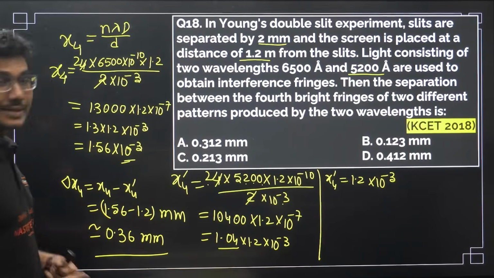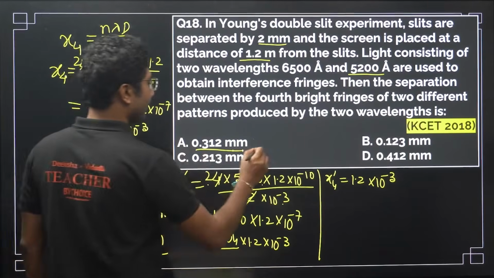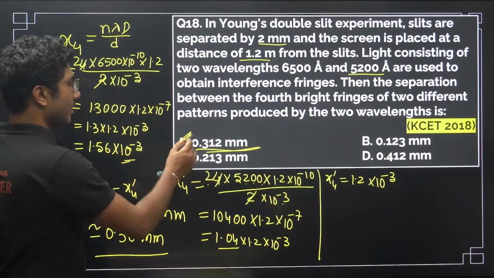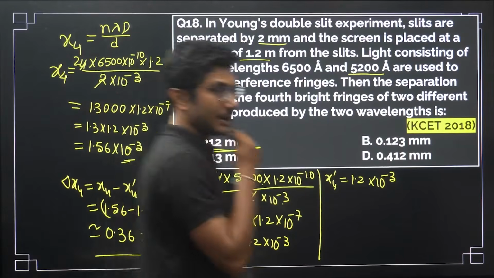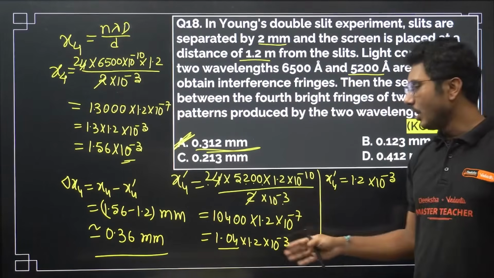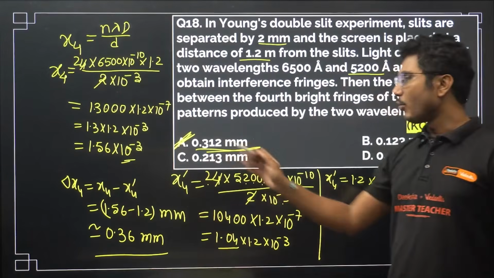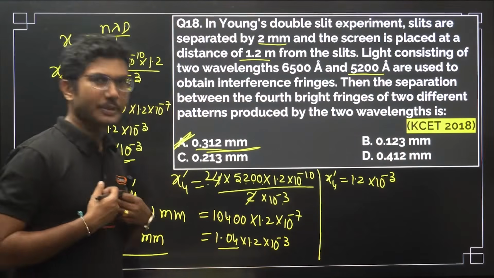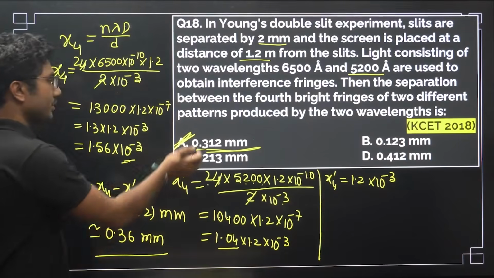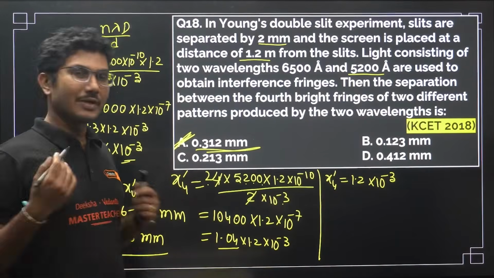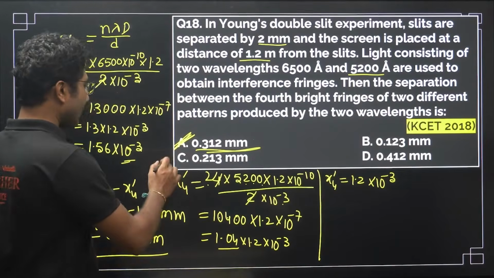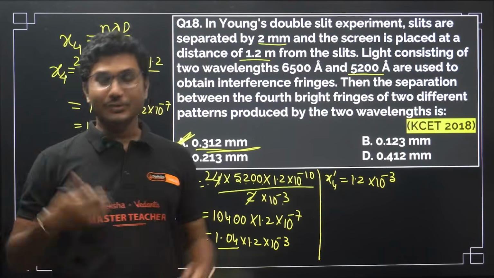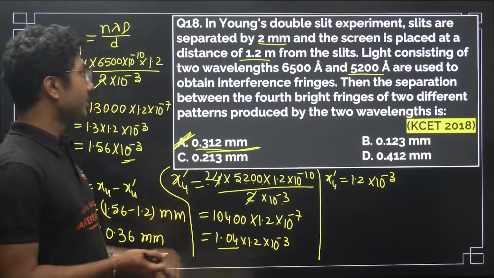Only one answer is very close, which is this one, 0.312 millimeter. If you multiply the exact value and calculate it, you will get 0.312 and not 0.36. 0.36 is my approximated value. Then you have to check the closest answer, and in KCET generally, even if you do approximation, you will always find that your final answer matches one of the given options, right?